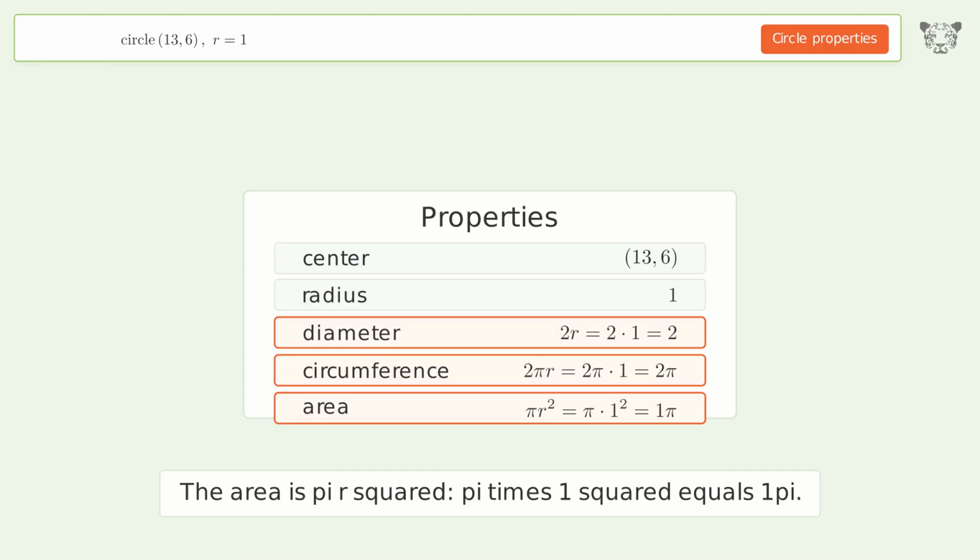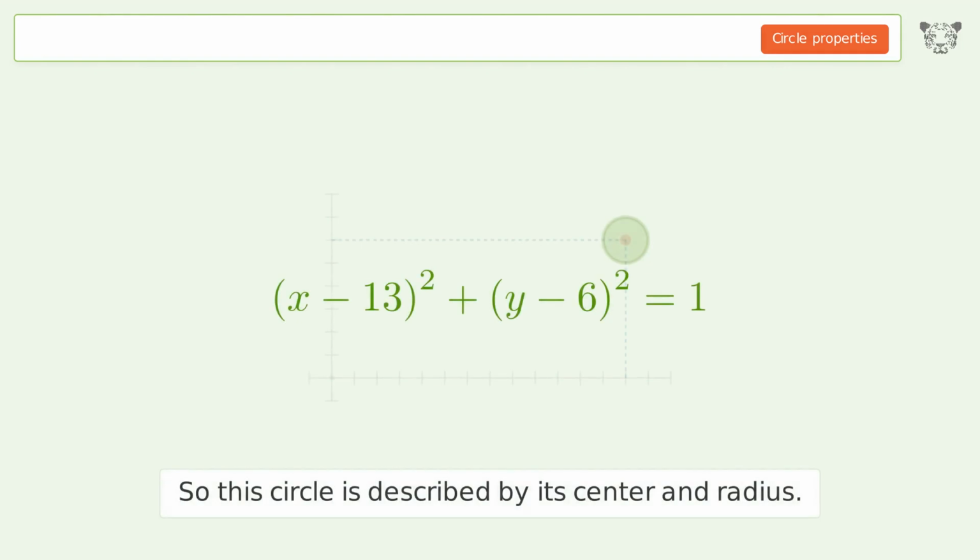The area is pi r squared, pi times 1 squared equals 1 pi. So this circle is described by its center and radius.